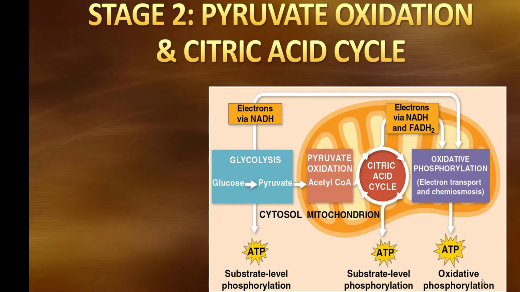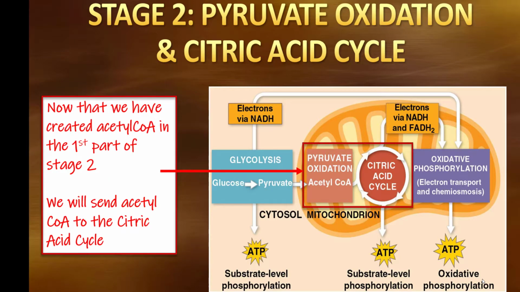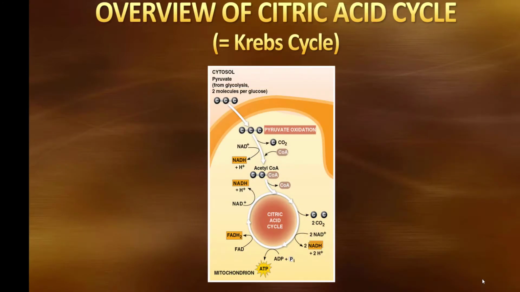Now that we've formed acetyl-CoA, we're ready to enter the next part of stage 2, which is the citric acid cycle. So we'll take acetyl-CoA from the first part of stage 2 and send it into the citric acid cycle. Again, this is happening inside the mitochondria. Let's take a look at the overview of the citric acid cycle first.